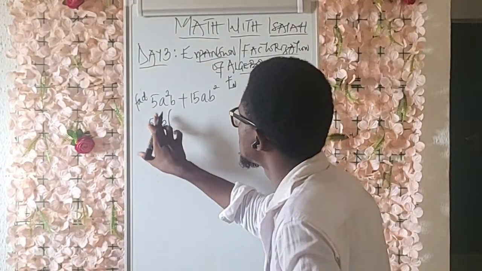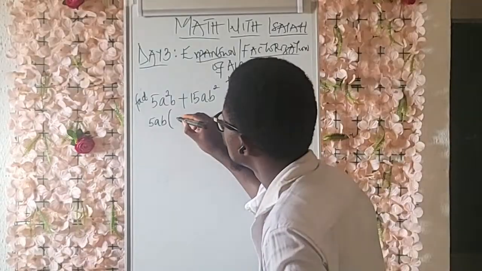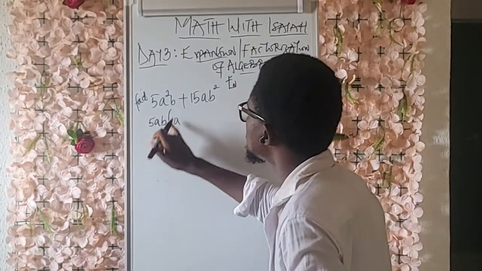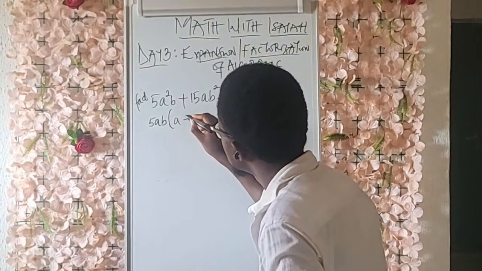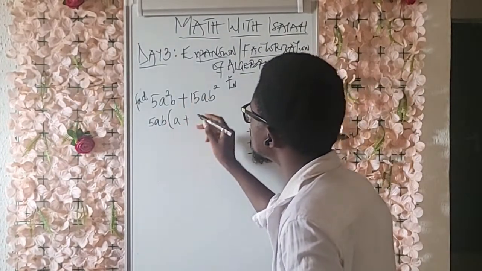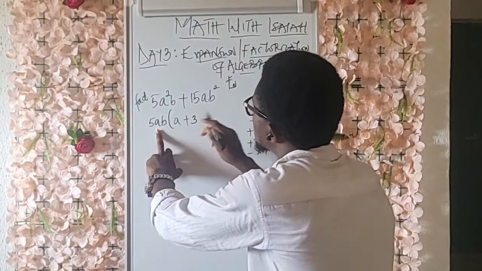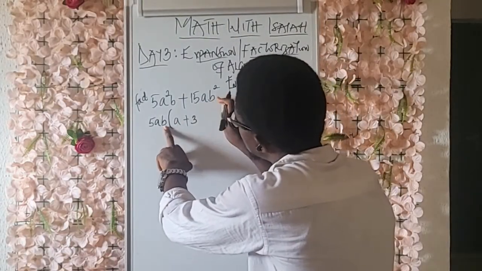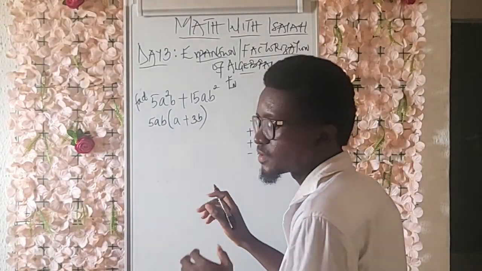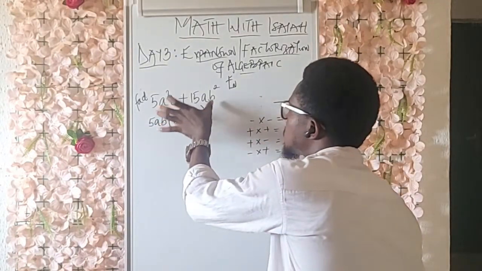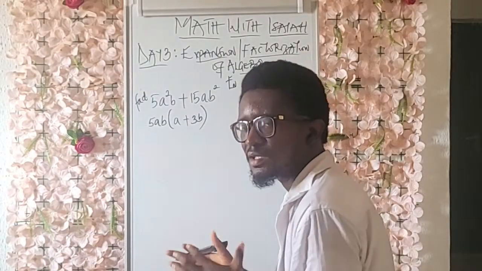Now that we have this, we can't put 5 again because 5 is out. A, we still have one more A, so you put it here. B, you can't put B again, it is out. So all that will be left here is A. Plus 5 out of 15 is 3, right? No more A. A is gone. Then B, only one B is going to be left. This is how you factorize. This is the factorization of this. I hope you understand. So factorization is not really hard like that.